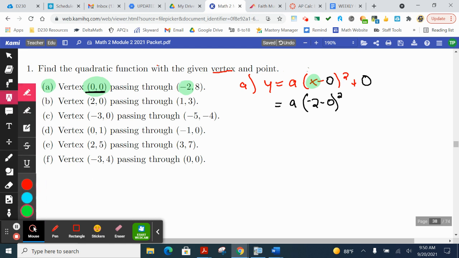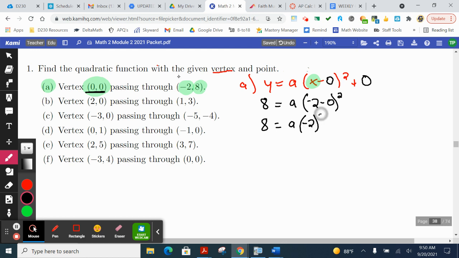At the same time, if I want to know the y coordinate of that point, the y coordinate is an 8. So I'm going to plug in an 8 into that location. We now have a quick little equation that we can solve for a. That's the missing piece of information. So negative 2 minus 0 is just negative 2, and then I want to square that. Hopefully we all agree negative 2 times negative 2 is a 4, times that a. Solve that for a by dividing both sides by 4, and we find that our a is a 2.